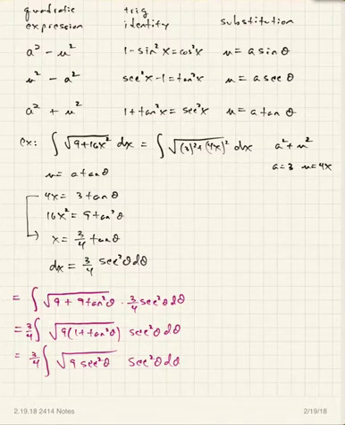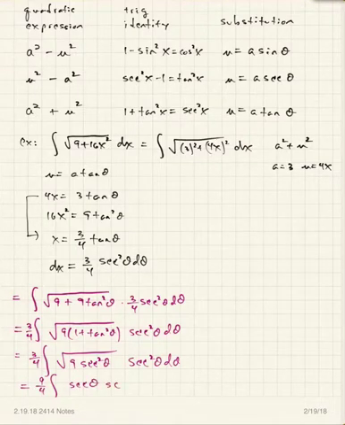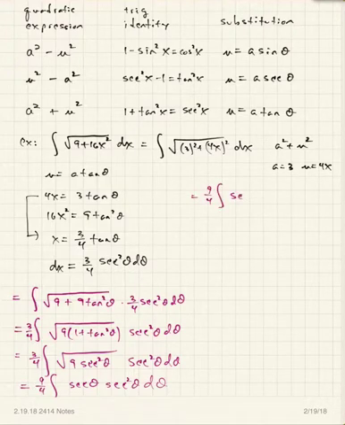Square root of 9 is 3, and then you can take that 3 outside the integral, and so that would be 9/4, and then the square root of secant squared would simply be secant theta times secant squared theta d theta. All right, and so that integral, this is interesting, is 9/4 times the integral of secant cubed theta d theta.